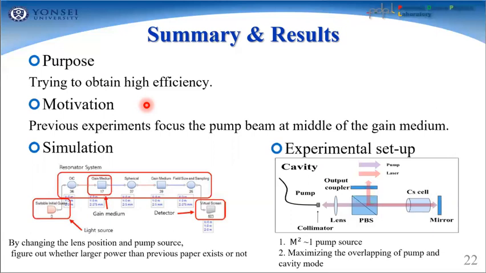And then I will do experiments with a fiber pump beam delivery setup, changing the lens. From the SMF or large mode area SMF, we could obtain about 1 M² pump source, and we could maximize the overlapping of the pump intensity distribution and the cavity eigenmode.